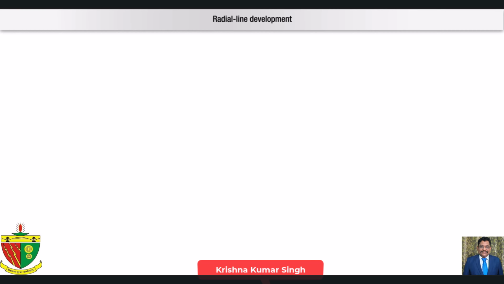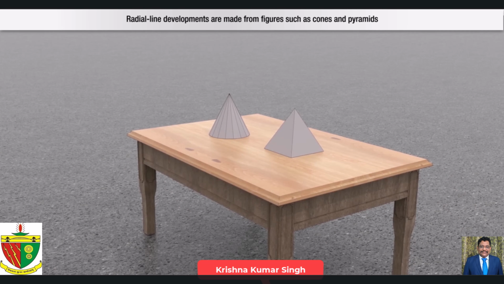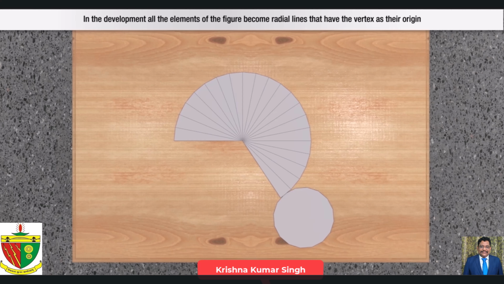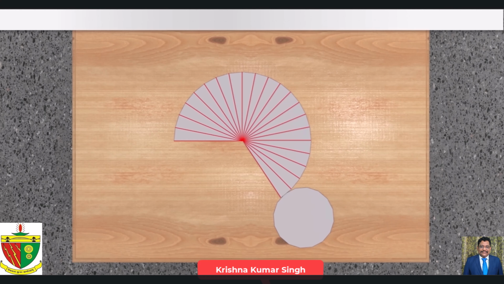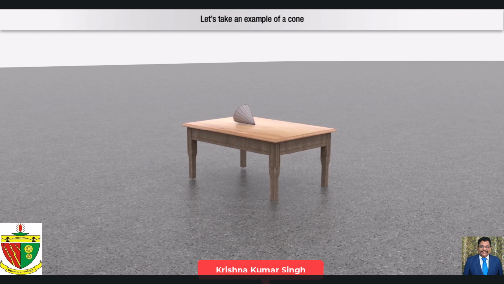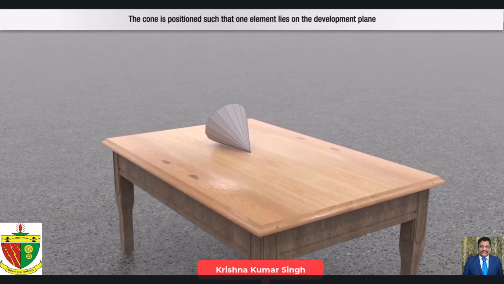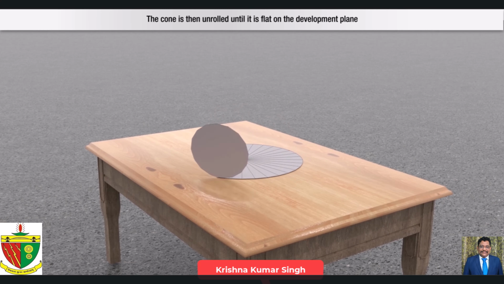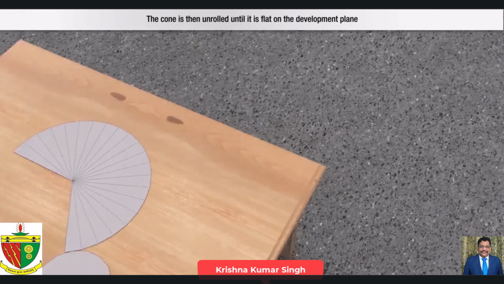Radial line development. Radial line developments are made from figures such as cones and pyramids. In the development, all the elements of the figure become radial lines that have the vertex as their origin. Let's take an example of a cone. The cone is positioned such that one element lies on the development plane. The cone is then unrolled until it is flat on the development plane.